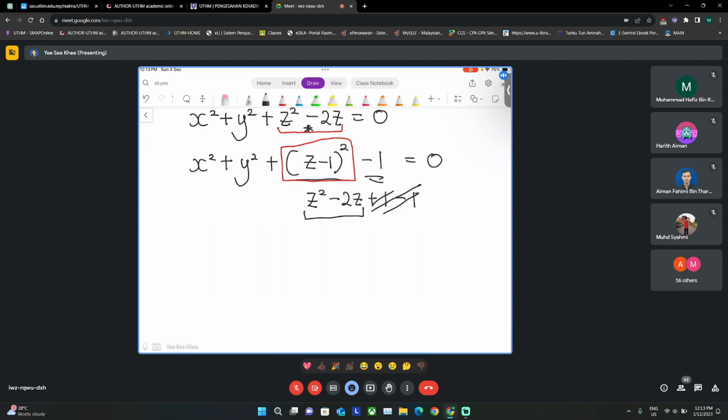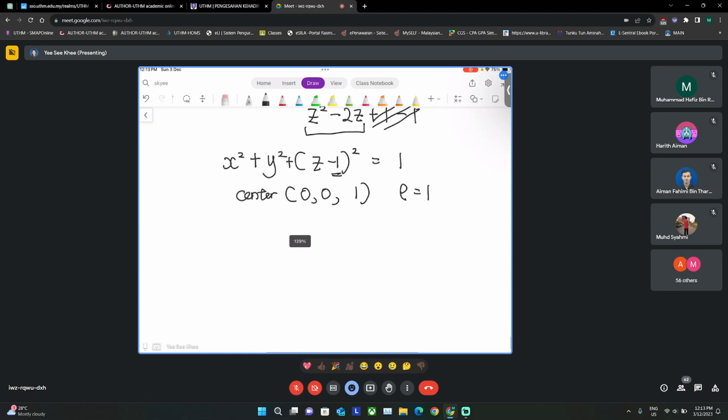So this negative 1, when you move it to the right side, will become positive 1. So you have x squared plus y squared plus z minus 1 squared equals to 1. Now you can see the function for the sphere already. But this sphere's center is not at 0, 0, 0, but at 0, 0, 1. And the radius, rho, is equal to 1.